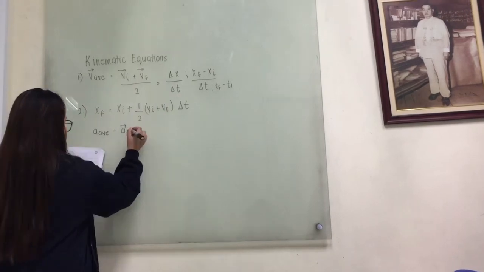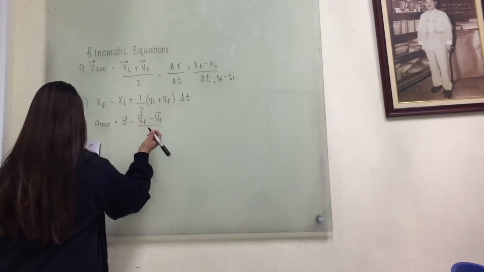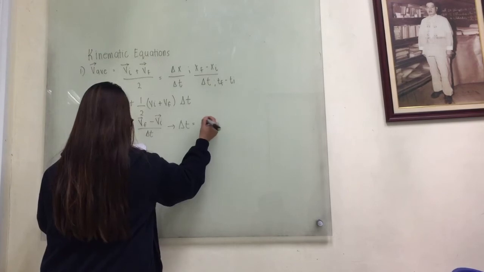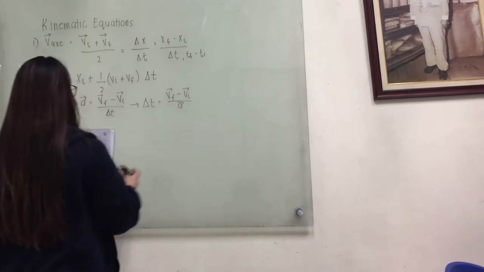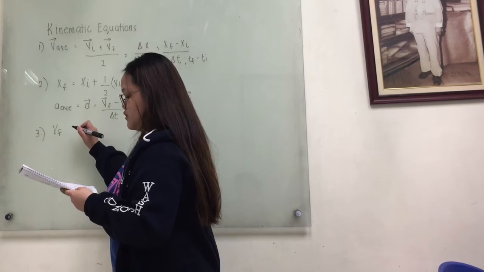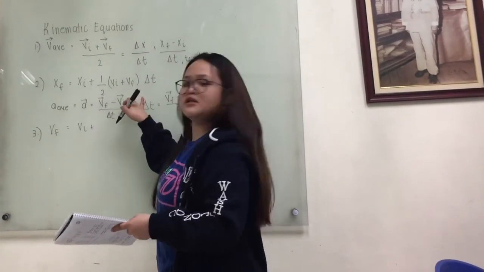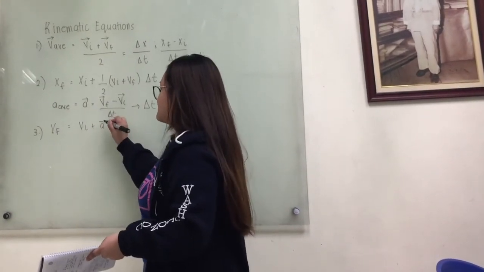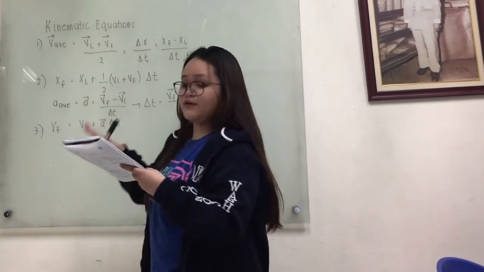The acceleration is equal to the final velocity minus the initial velocity over delta t. Delta t is equal to final velocity minus initial velocity over acceleration, which came from here. Our third equation is the final velocity, which will be equal to the initial velocity plus, we cross multiply this and then we will transpose this initial velocity to the other side, making a positive initial velocity plus the acceleration times delta t. From our third equation, we can get our fourth equation.